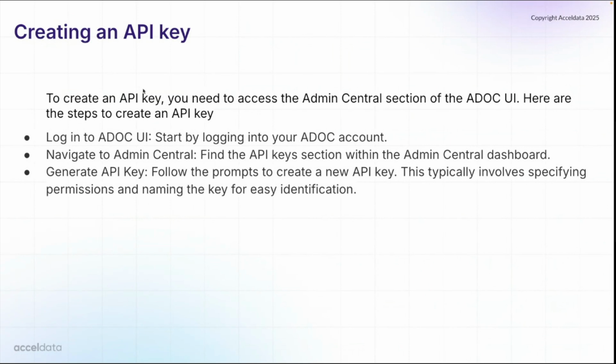To create an API key, you need access to the admin center section of ADOC UI. Here are the steps to create an API key. Log in to the ADOC UI, navigate to admin central, and then generate the API key. This generation typically involves specifying the permissions and naming the keys for easier identification. At the end of this slideshow, I'll log in to the ADOC UI and generate an API key for the purpose of this demo.